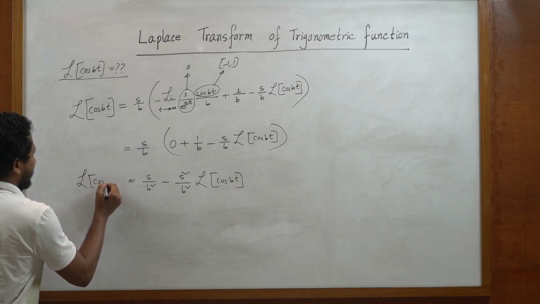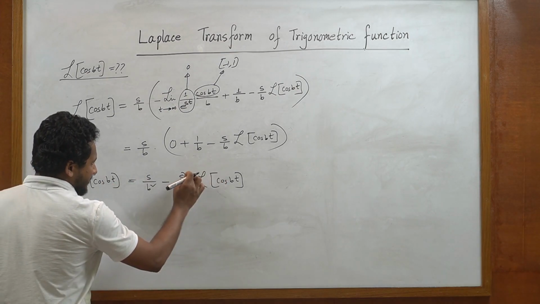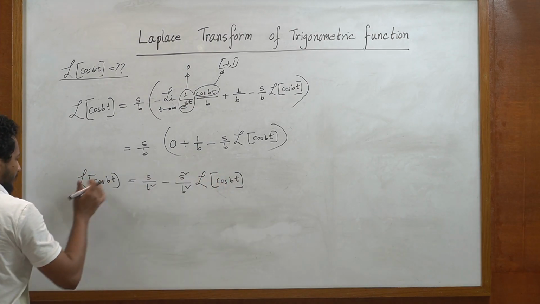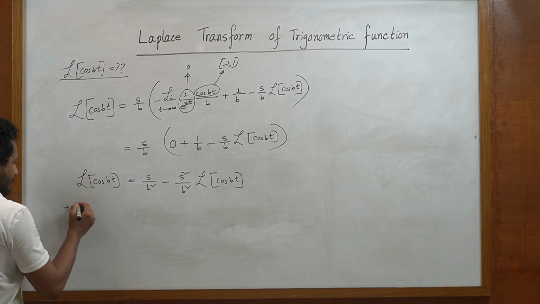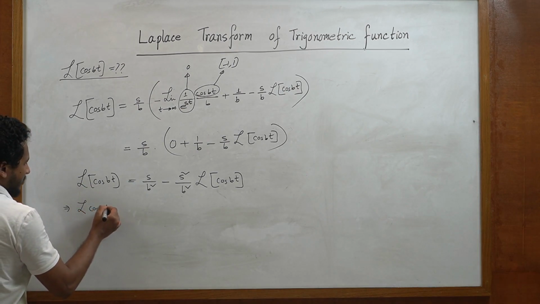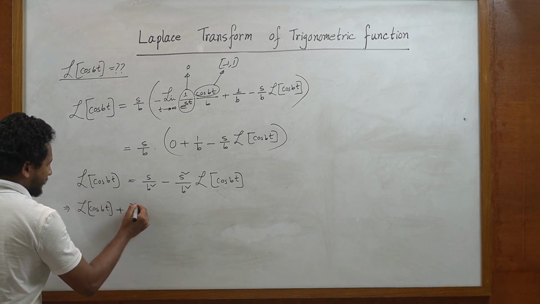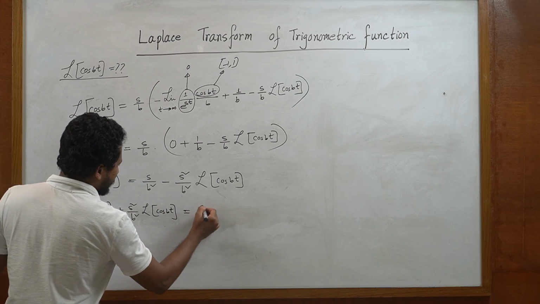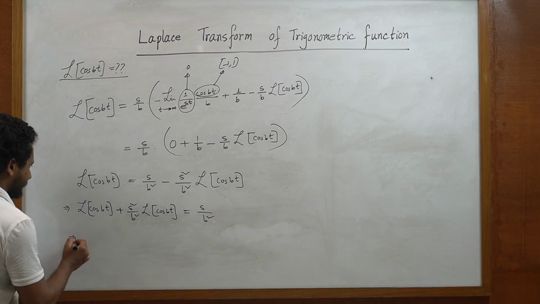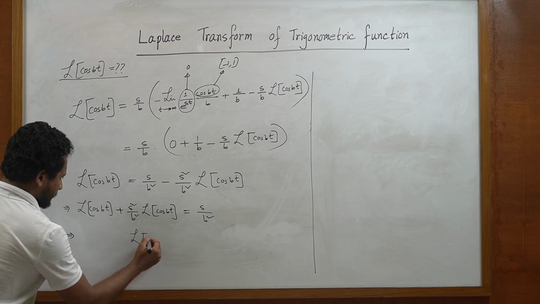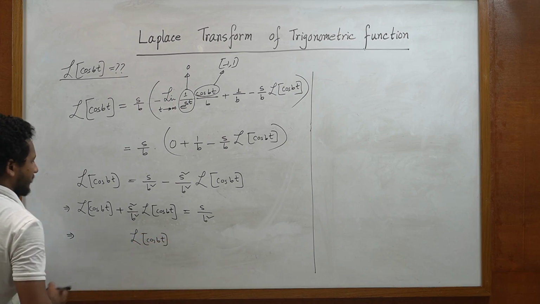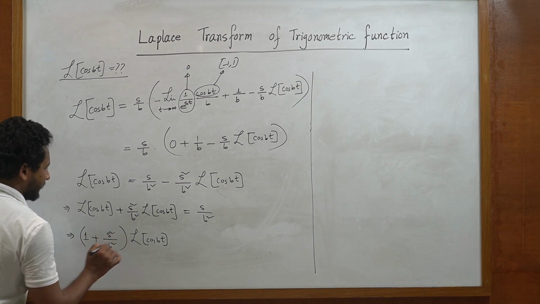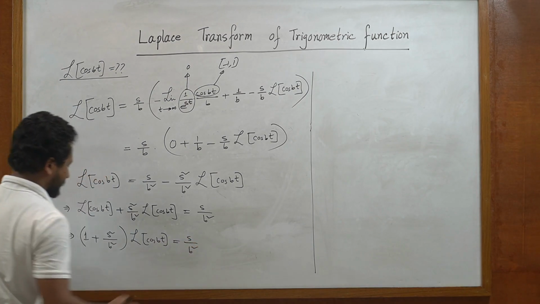Okay, now this part, s square by b square Laplace transform of cos bt, we will take at this side. So we will get Laplace transform of cos bt plus s square by b square Laplace transform of cos bt equals to s by b square. Laplace transform of cos bt into 1 plus s square by b square equals to s by b square.